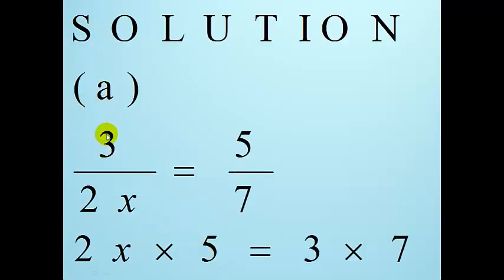A, given 3 over 2x equals 5 over 7. Solving for the equation means we are solving for the variable, so it means we are solving for x. Now we have to cross multiply, so we multiply 2x by 5, and so we have 2x times 5 is equal to, we also multiply 3 by 7, that is cross multiplication. So we have 2x times 5 is equal to 3 times 7.